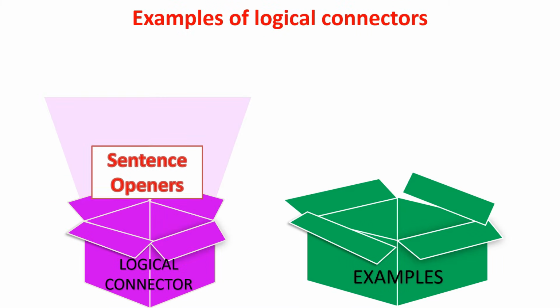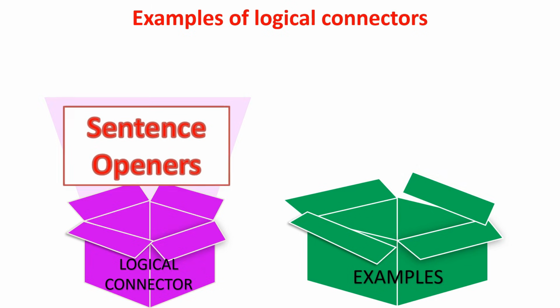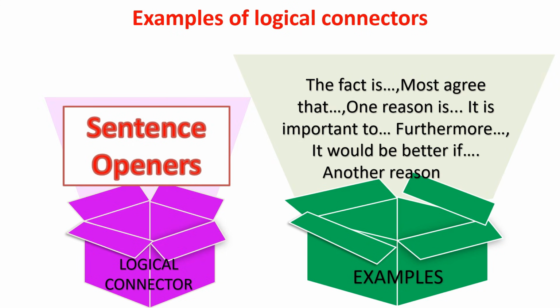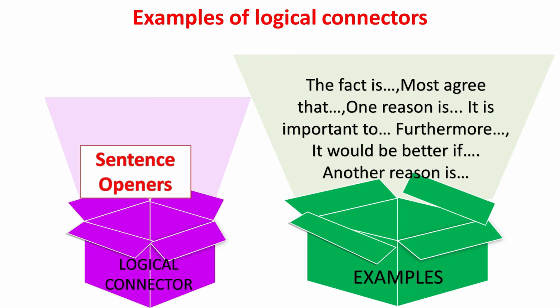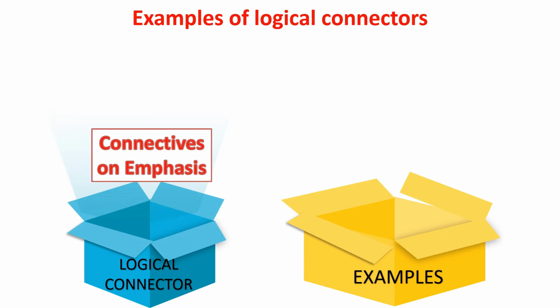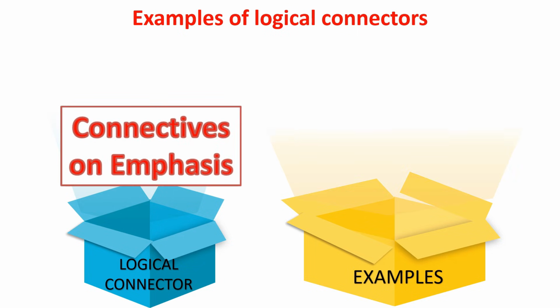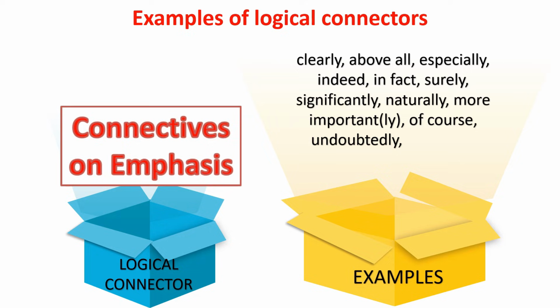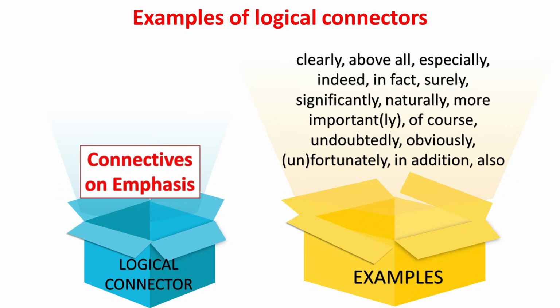Sentence openers: the fact is, most agree that, one reason is, it is important to, furthermore, it would be better if, another reason is. Connectives on emphasis: clearly, above all, especially, indeed, in fact, surely, significantly, naturally, more importantly, of course, undoubtedly, obviously, fortunately or unfortunately, in addition, also.